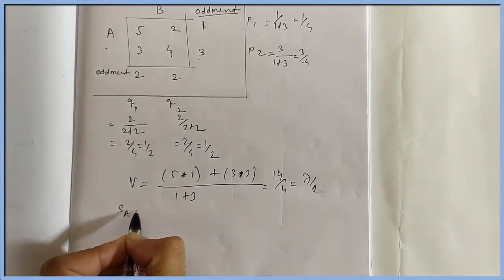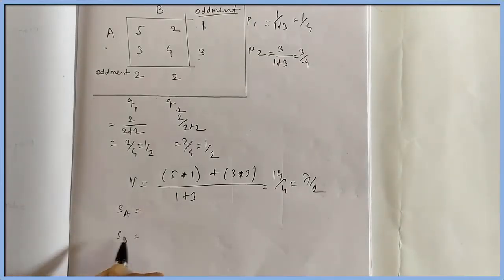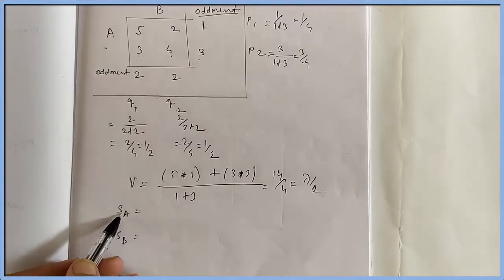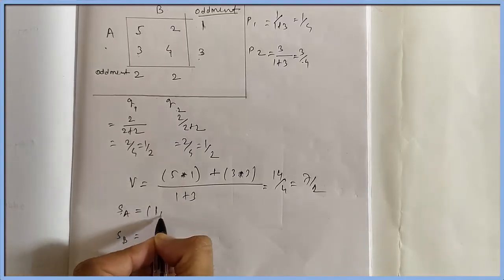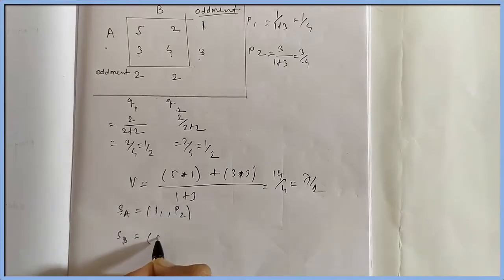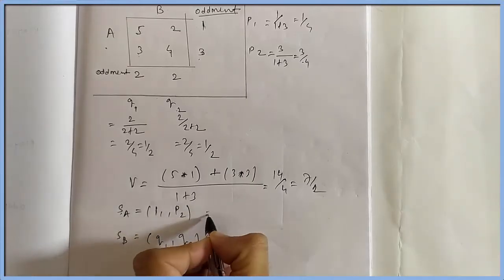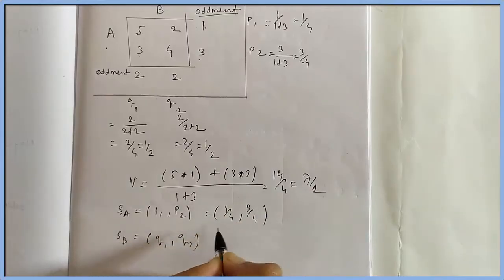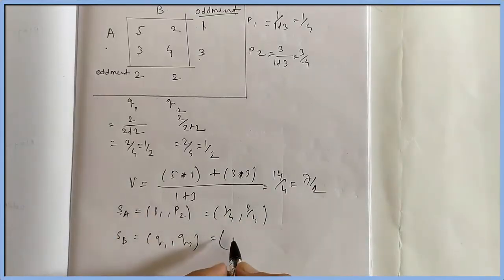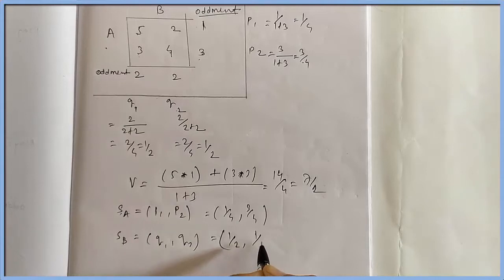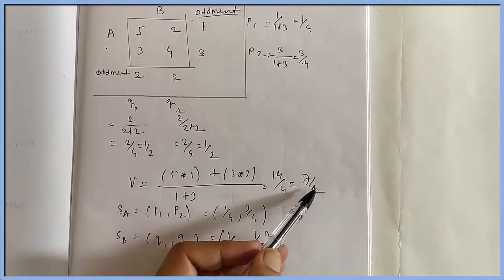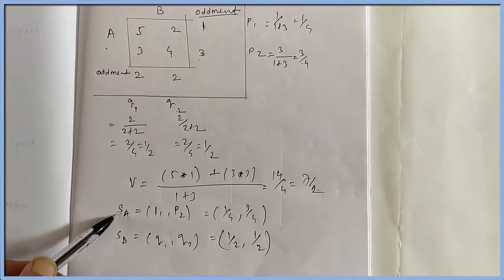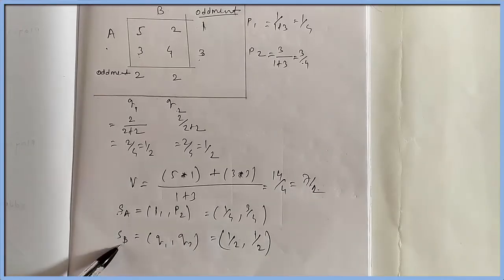Now the optimum strategy SA and SB. Now the optimum strategy of player A and player B is equal to P1, P2 and Q1, Q2. Here value of P1 is equal to 1 by 4 and value of P2 is equal to 3 by 4. Value of Q1 is equal to 1 by 2 and value of Q2 is equal to 1 by 2. Therefore, finally, the value of game is equal to 7 by 2 and this is our optimum strategies for player A and optimum strategies for player B.